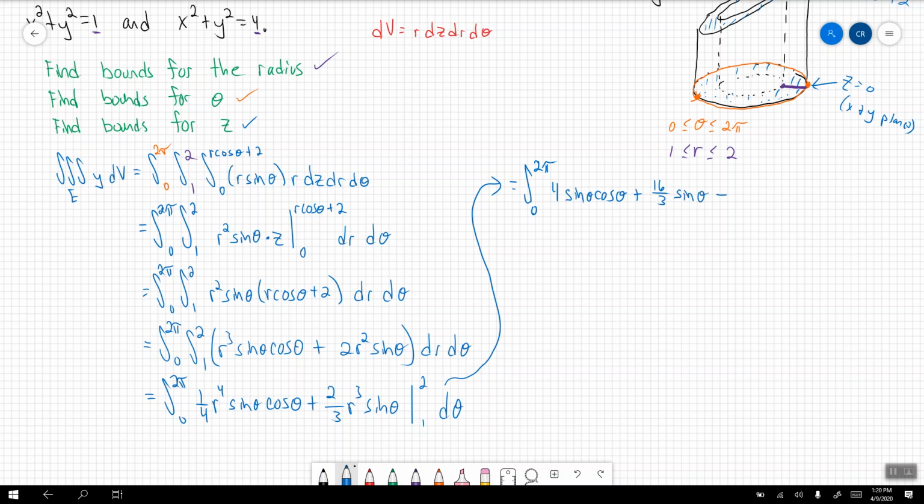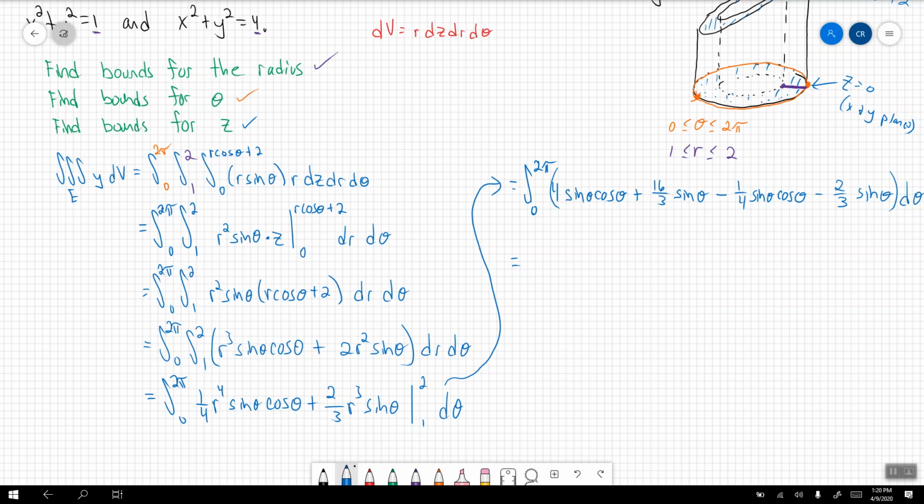Minus, then we're going to subtract this term evaluated at 1, so that's just 1/4 sine theta cosine theta, minus, once again evaluated at 1, that 2/3 sine theta, and this is all with respect to theta. There we are.